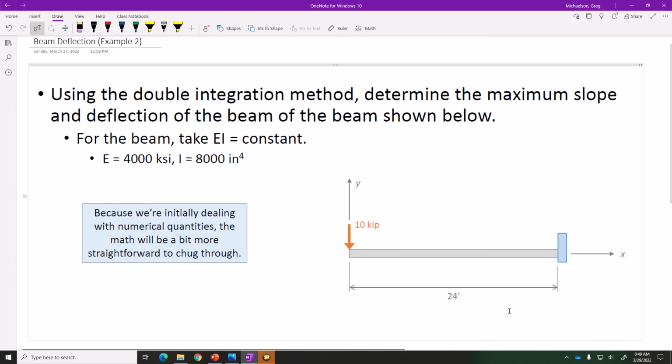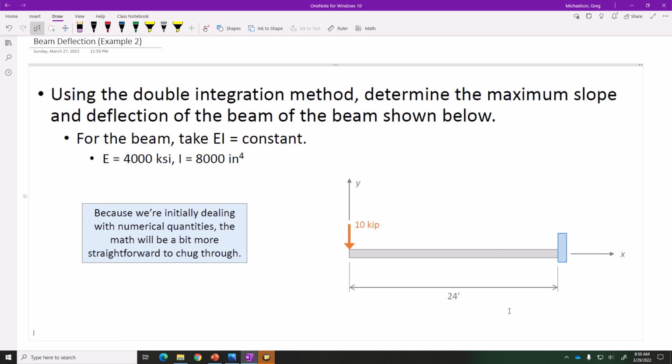Because it is a cantilevered beam, I wanted to do one that has different boundary conditions. I want to see if we can come up with a simpler way of assessing this, because cantilevered supports afford us a little bit of an easier way of assessing the deflection, if you will.